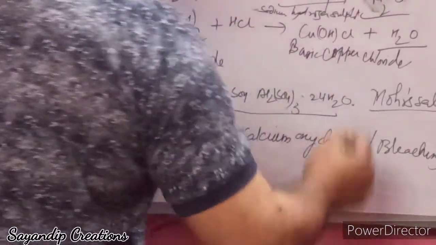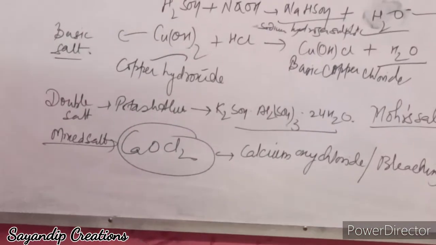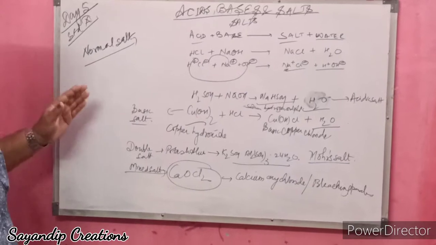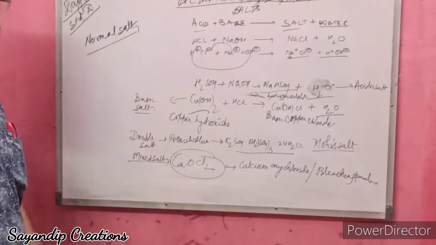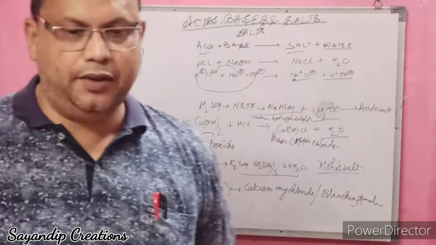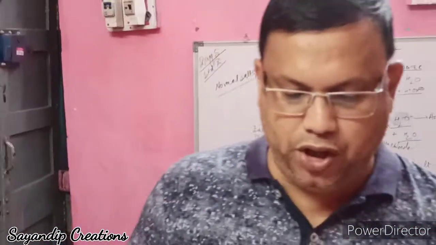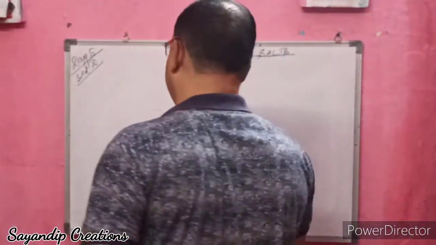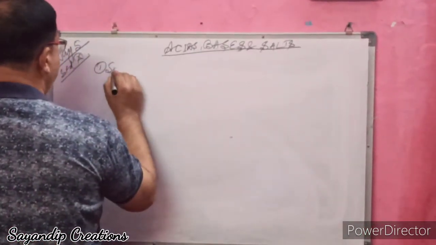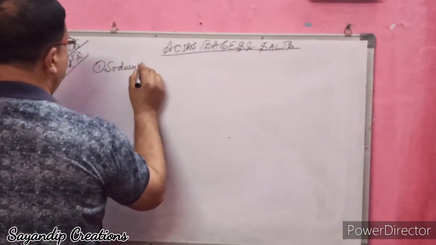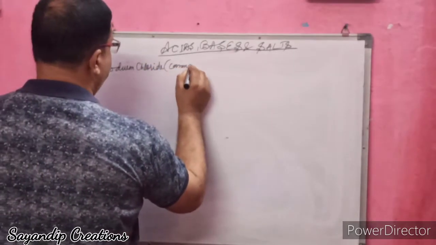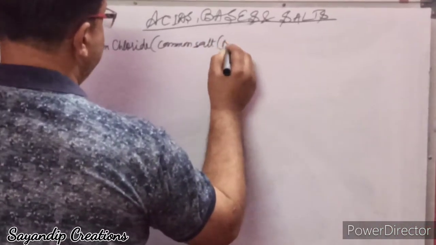So we discussed 5 different types of salt: acidic salt, basic salt, double salt, mixed salt, and normal salt. Now I will come to some important salts and their uses. First one is sodium chloride, which you call common salt, that is NaCl.